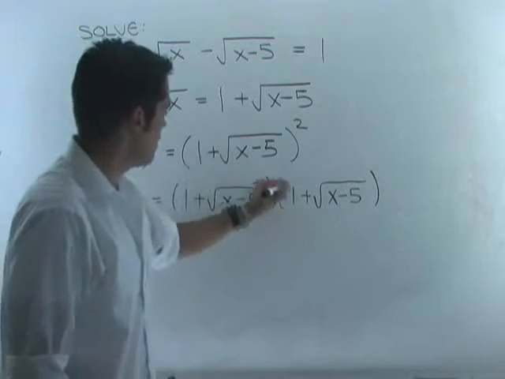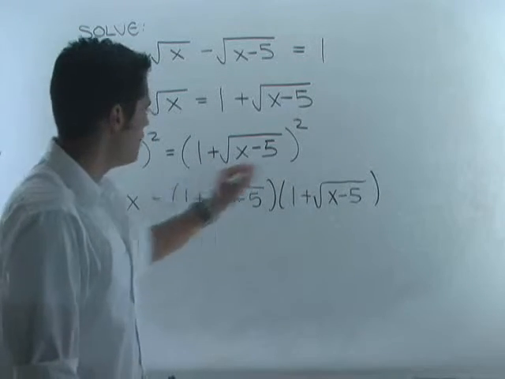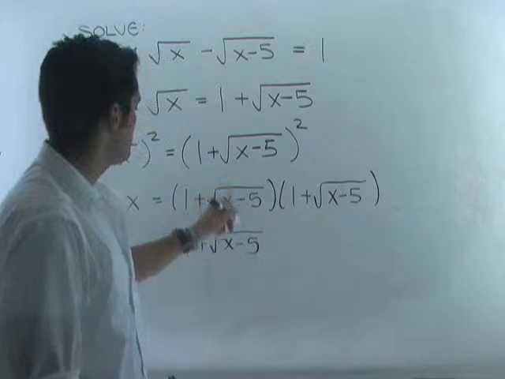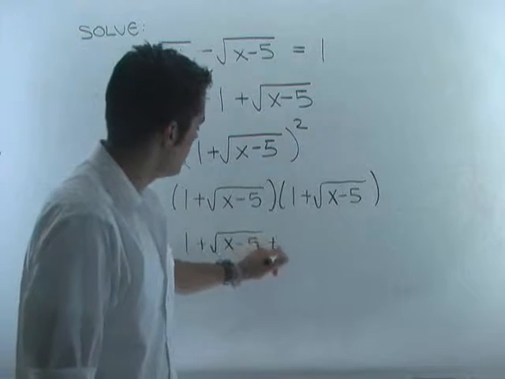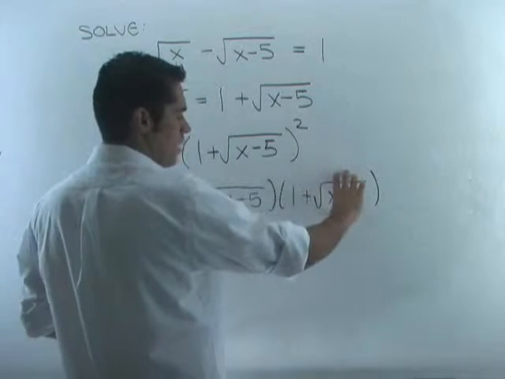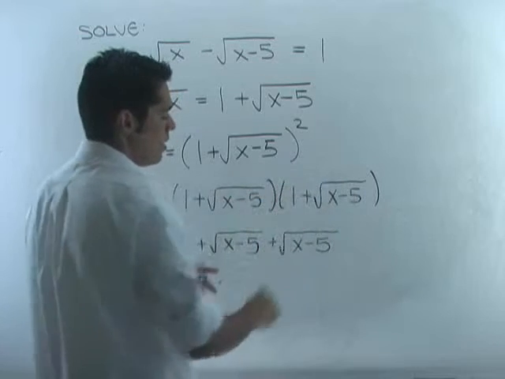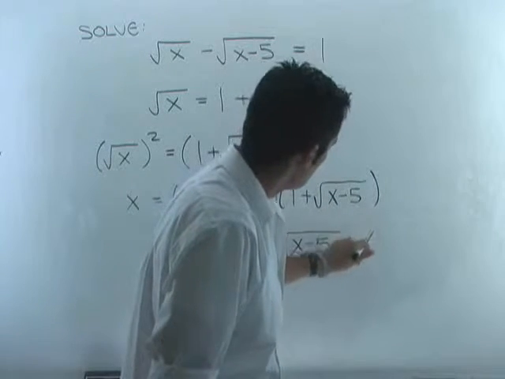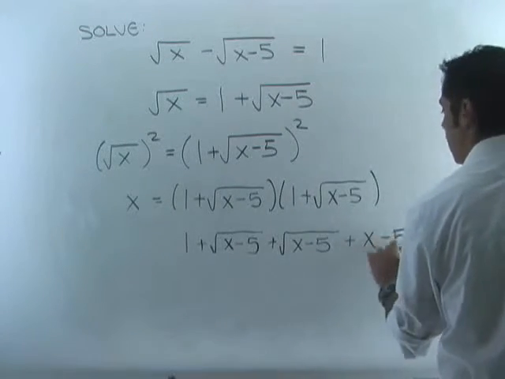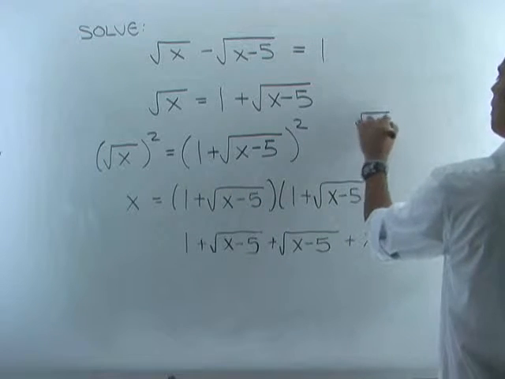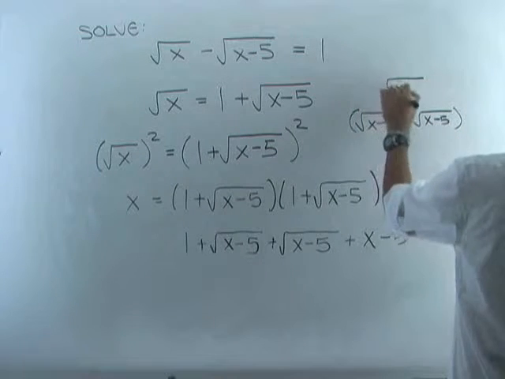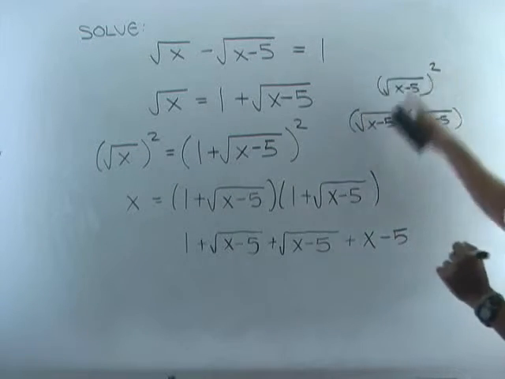Now let's expand. This times this, so 1 times 1 gives us 1. 1 times the square root of x minus 5 gives us just the square root of x minus 5. And then the square root of x minus 5 times 1 gives us another one of those. And then the square root of x minus 5 times the square root of x minus 5, because there's two of them being multiplied, the square root will go away, and we'll just be left with x minus 5. Now remember, that's because when you do square root of x minus 5 times square root of x minus 5, that's the same as square root of x minus 5 squared, so the root goes away.